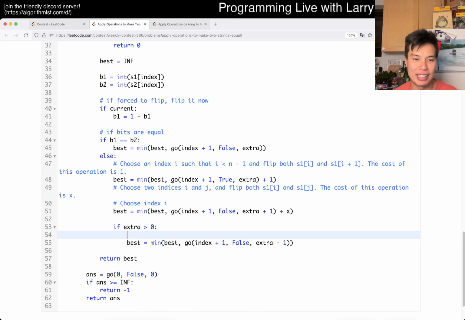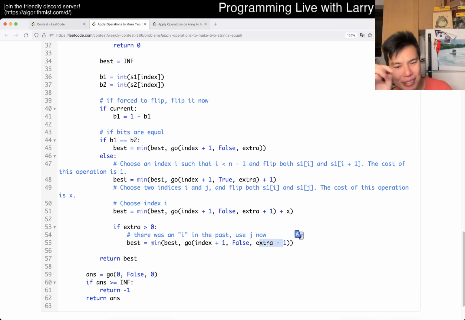And this particular thing is: there was an I in the past, use J now. So here, there was an I in the past, you can use J now. I think you can also rewrite this in a different way such that you can have negative, but I think that's just unnecessary complication, so I didn't do it that way. But basically this burns a J, so you can figure out the state, which is going to the next character. You could do force and X minus 1.